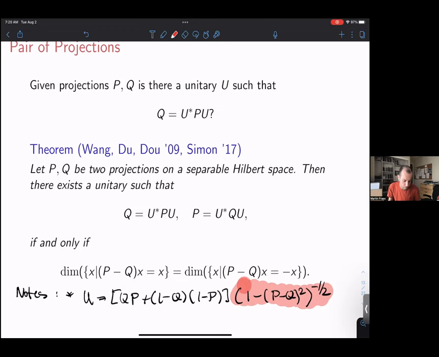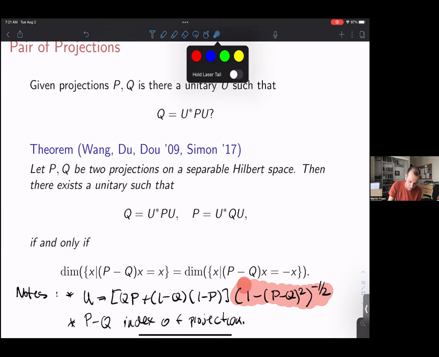And maybe another note. This difference, the operator P minus Q, plays a very important role in the index of projections, that was developed by Yosi Avron, Barry Simon, and Udi Seiler. In some sense, this result was not explicitly mentioned in their paper, but can be read off already from the construction of the index of projections.